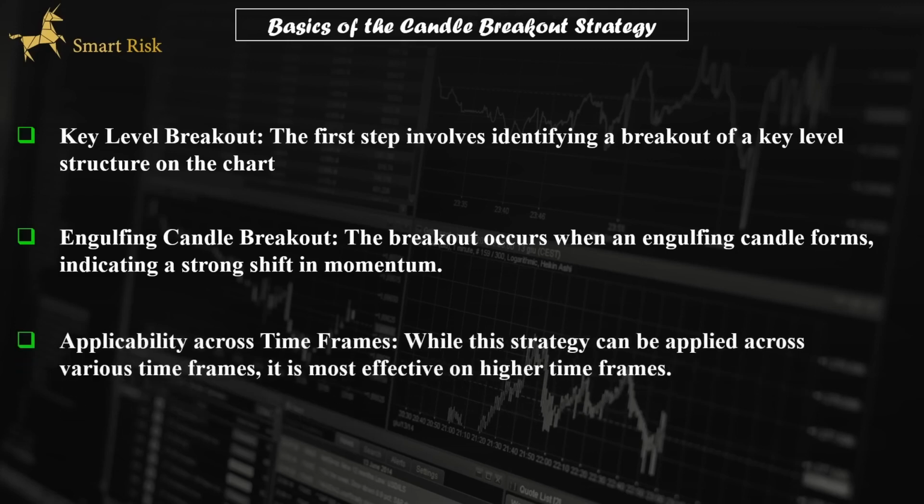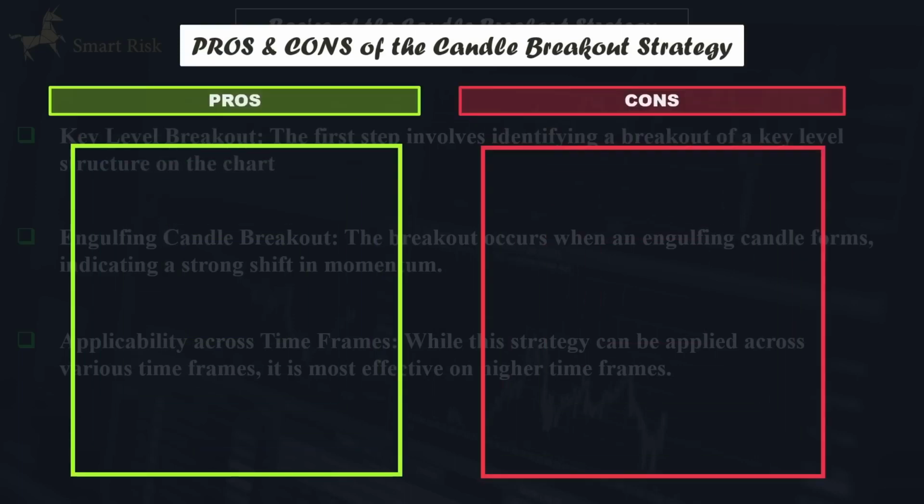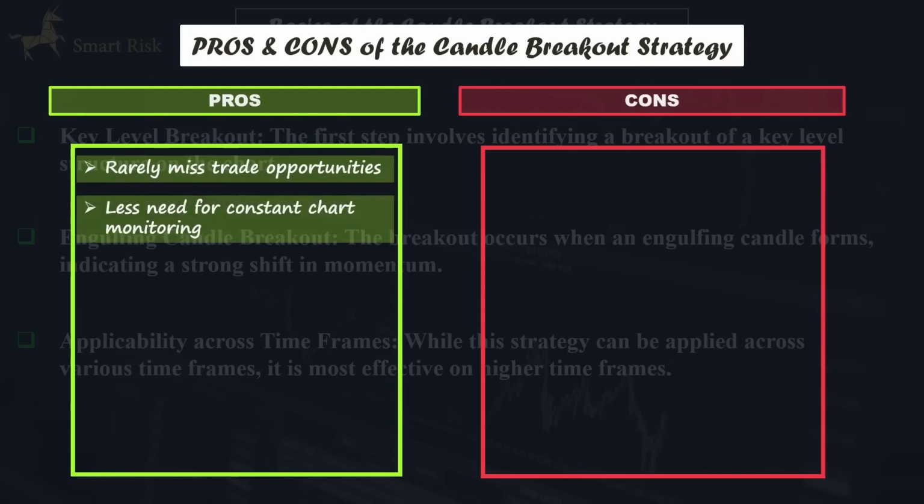Applicability across time frames. While this strategy can be applied across various time frames, it is most effective in higher time frames. The clarity and reliability of the signals tend to be higher in longer time frames. The candle breakout strategy comes with its advantages. You're less likely to miss entries, and you don't have to constantly monitor the charts. It is more consistent as you know exactly what you are looking for and what criteria you need to consider.